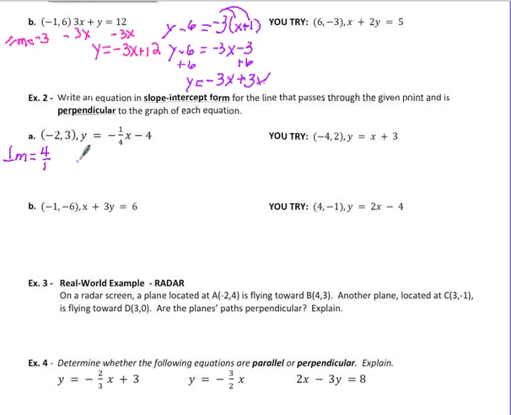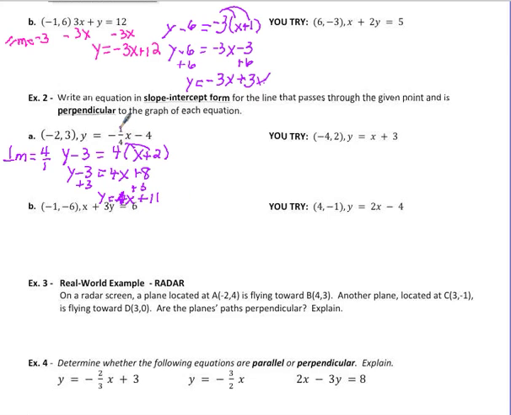Now I have a point, I have a slope, and I do the same thing I did before. So y minus 3 equals 4, and I'm just going to put that as 4 for right now. We know that that's 4 over 1 times the quantity x plus 2. I distribute my 4, I get y minus 3 equals 4x plus 8. Then we add 3, and I get y equals 4x plus 11. Make sure that you know that that's a 4. So y equals 4x plus 11.